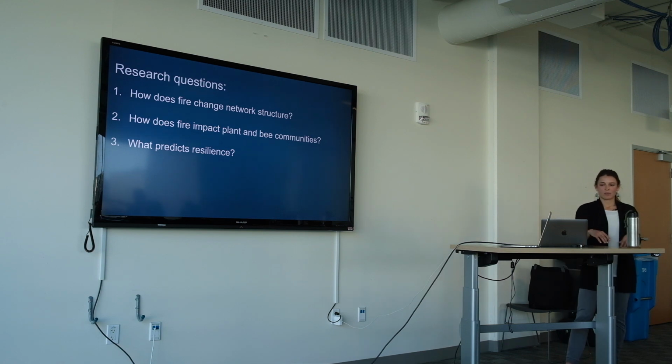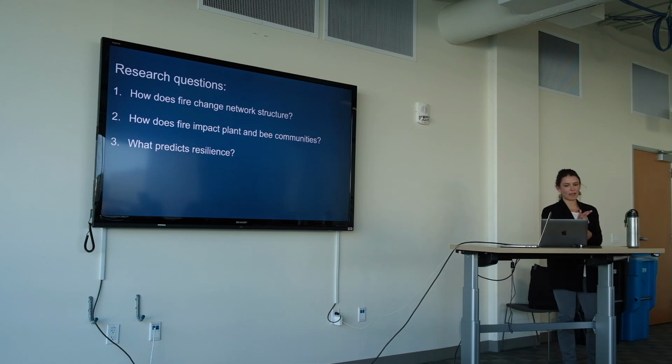So we use the fires as a way to study how disturbance impacts the structure of interactions within an ecosystem. And we focused on 3 central questions. First, how does fire change network structure? 2, how does fire impact plant and bee communities separately? And 3, what predicts resilience?